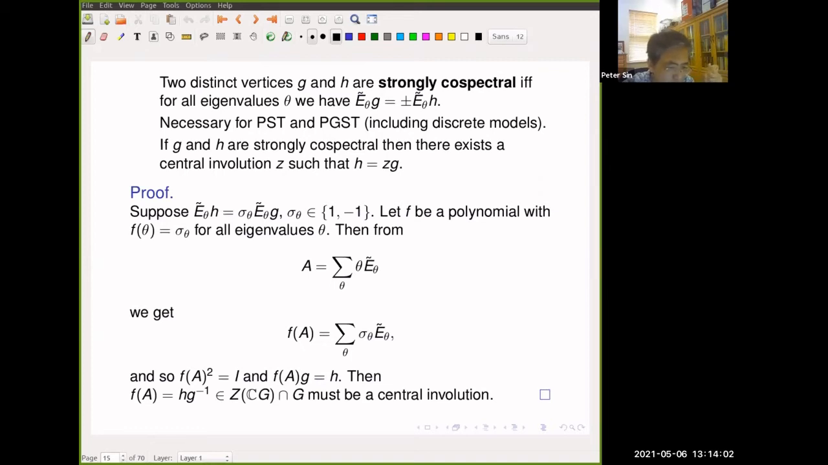Now here is where we get a shortcut, because we're working in the Cayley graph. Normally, f of A would be a matrix, and G would be a vector, and H would be a vector. But if we think of these things as being in the group algebra, then f of A is just an element of the center of the group algebra, and G is just an element of the group, and H is just an element of the group. So we can actually multiply both sides by G inverse, and we get f of A is equal to H G inverse. Then f of A is in the center of the group algebra, but the right-hand side, H G inverse, is in the group. So it's a central involution.